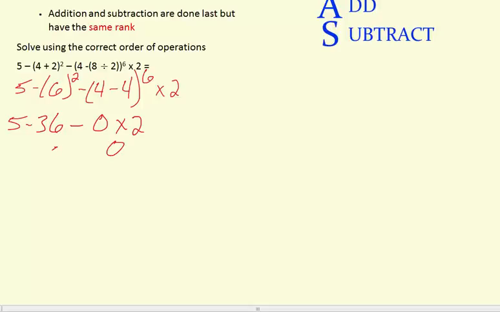So we're left with 5 minus 36 minus 0. Now we can subtract our last remaining values to get the correct solution of 31.